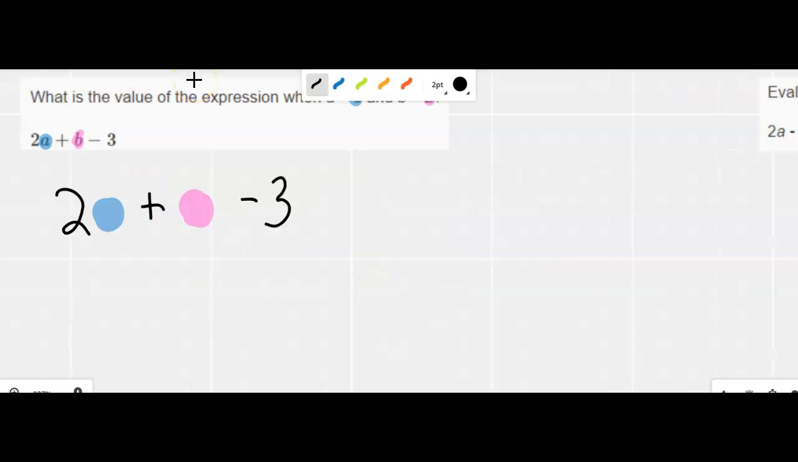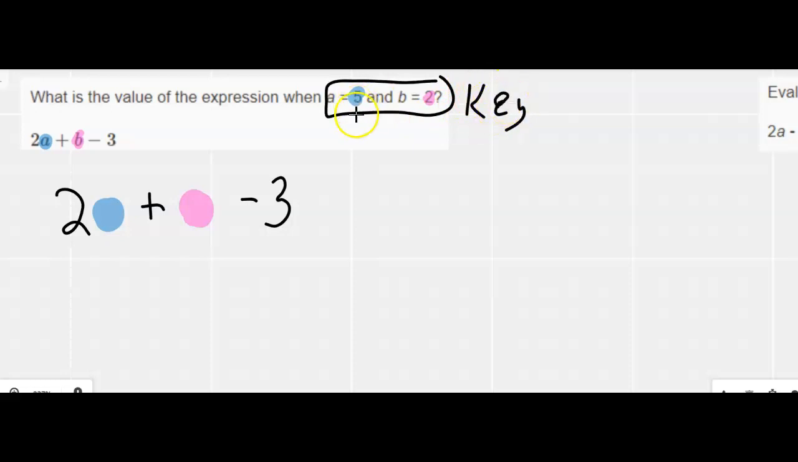Okay, use this up here as your key. It's your key to tell you what goes where. So wherever there's an A, we're going to put a 5. So here's an A, so let's put a 5 there. Remember, this is 2 times 5. Wherever there's a B, we're going to put a 2. This is a B, so we're going to put a 2 here.